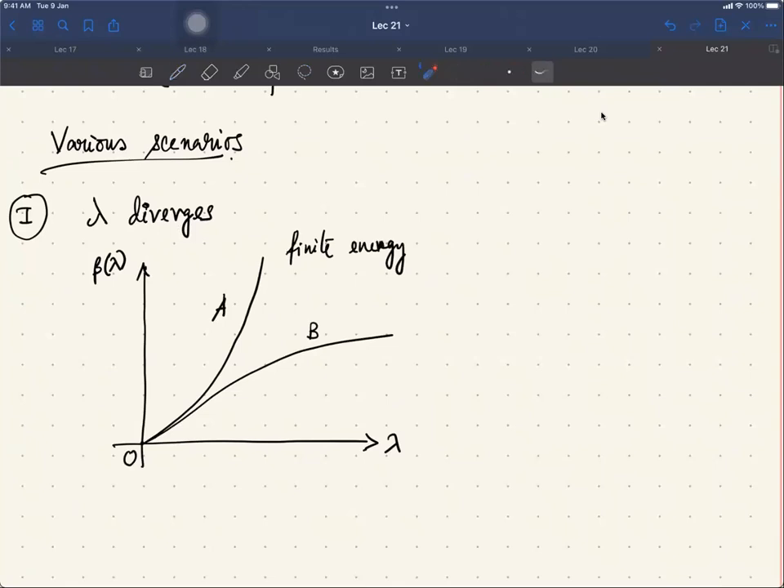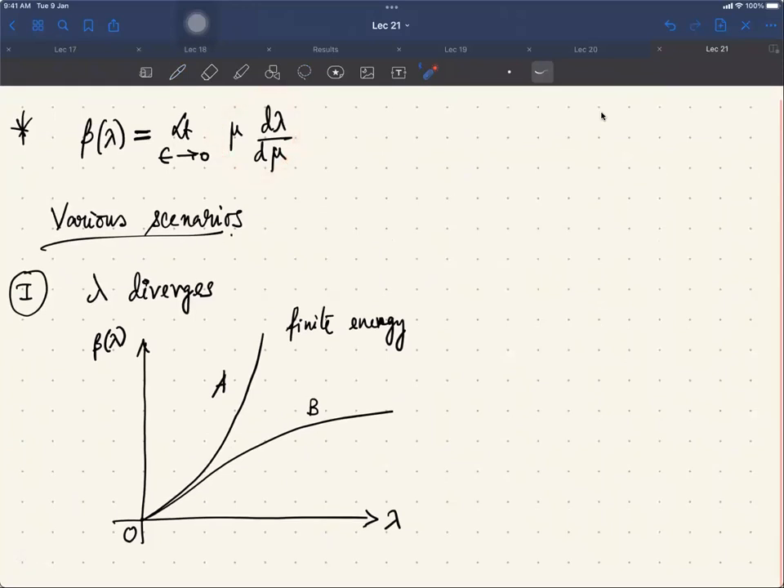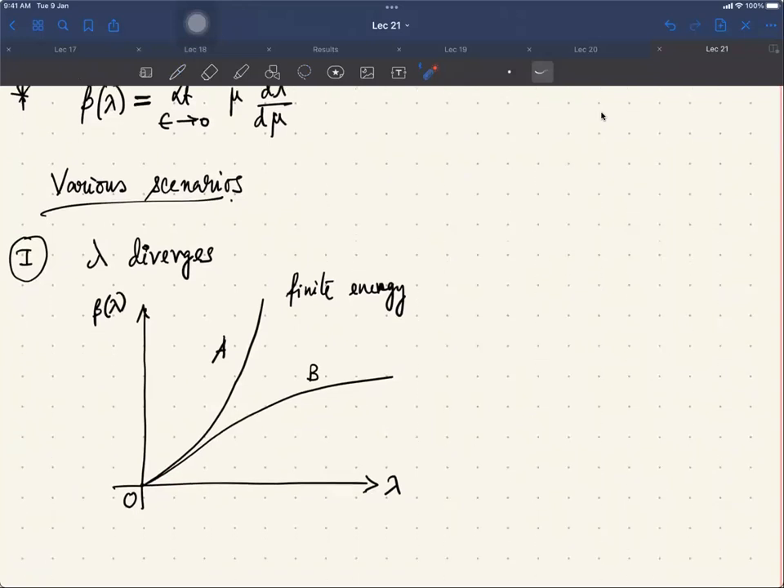So the way to read this kind of graphs, the way to figure out the flow from this kind of graph is as follows. Beta is given by mu d lambda d mu. So if beta is positive, then d lambda d mu is positive, which means when we increase mu, lambda will increase. That means mu can be viewed as an internal parameter, which is increasing along the curve, going towards increasing lambda. That is the flow of mu in this case, or in this case. As mu is increasing, it is going towards larger value of lambda. If beta lambda is negative, then the flow will be towards a reducing value of lambda. That is how one reads it. So in this case, what we mean by finite energy is that lambda becomes infinity at finite energy, and in this case, lambda becomes infinity at infinite energy.